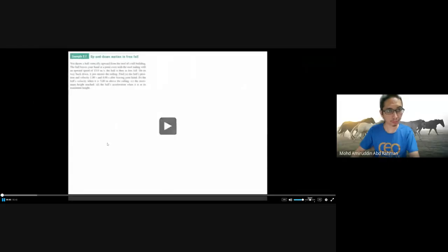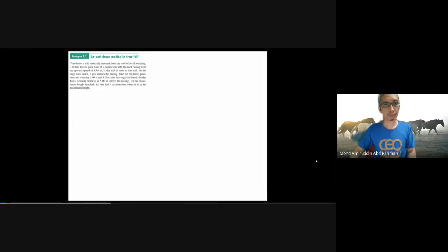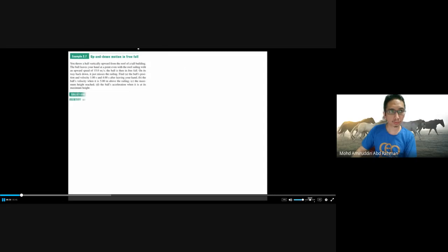Okay. Example 2.7, a ball is thrown vertically up from a rooftop at a speed of 15 meters per second. We'd like to calculate the ball's position and velocity at 1 second and 4 seconds respectively, and the ball's velocity when it's 5 meters above the railing of the roof, and the maximum height reached, and finally the ball's acceleration when it's at its maximum height.